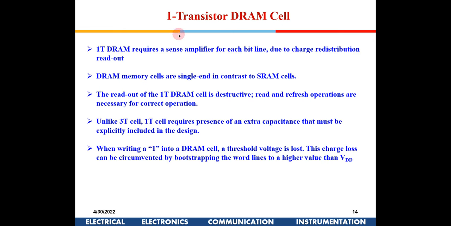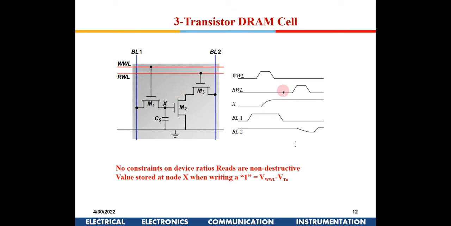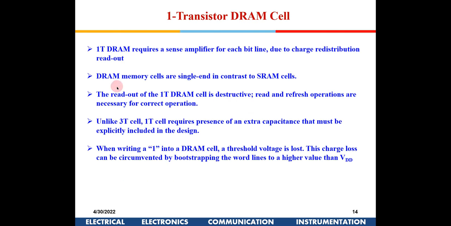Okay, and now these are the disadvantages of 1T. It requires a sense amplifier, charge distribution is there, and DRAM cells are single ended compared to SRAM cells, right? We didn't have bit and bit bar there. Most of the DRAMs, like we are talking about in modern day processors, DDR RAMs, they're all dynamic RAMs, right? In our PCs, we switched over from static RAMs to dynamic RAMs because they're very compact.